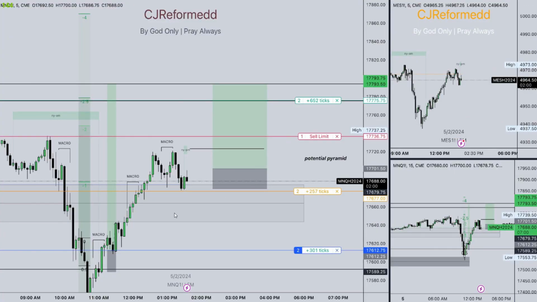As you can see here, we continued higher. You get a better representation. We entered right around here. It was a higher time frame inversion, and we continued with stops below that order block. Or it was probably this inversion here. So as you can see, potential pyramid ideas right there, but price was going all the way to our TP beautifully.